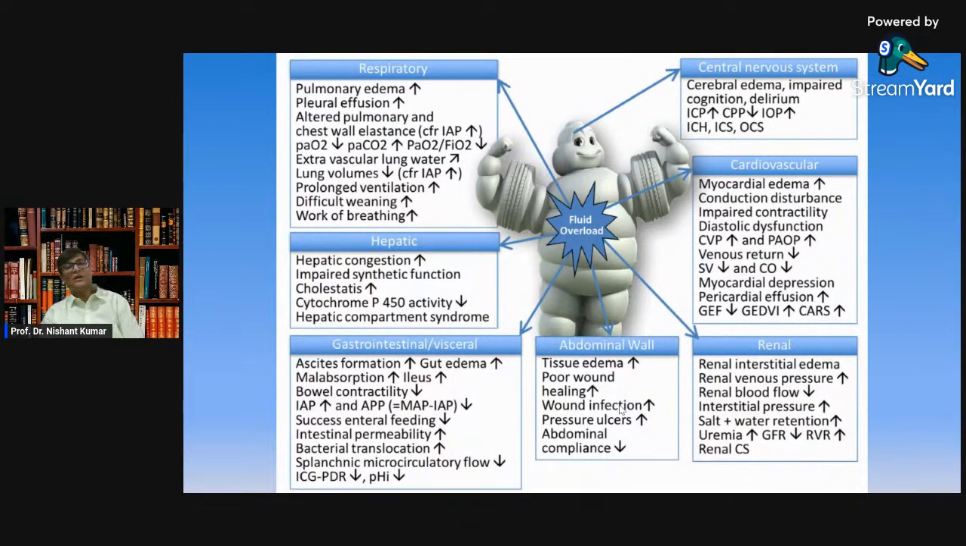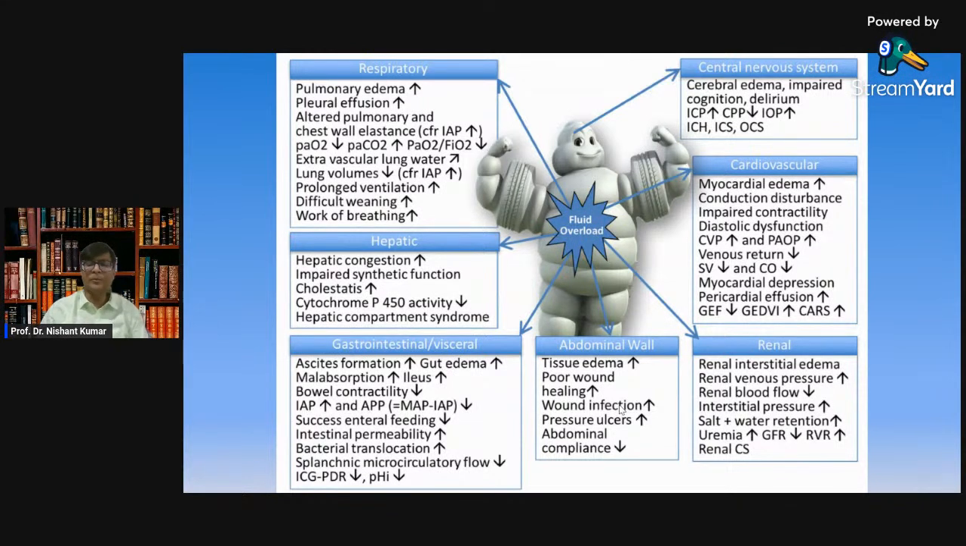Now, we all know that fluid overload has a lot of problems. We have the respiratory problems: increased chances of pulmonary edema, pleural effusion, altered chest wall elastance, decreased PO2, extravascular lung water increases, lung volumes decrease, prolonged ventilation, difficult breathing, increased work of breathing, and so on and so forth.